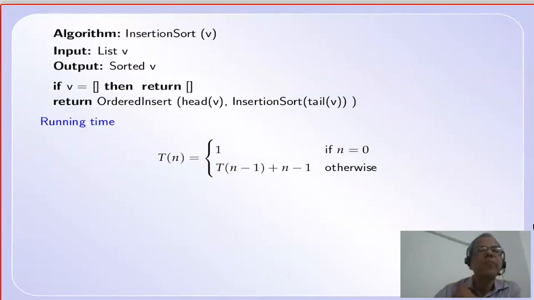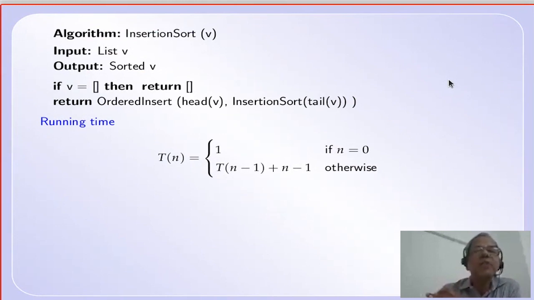Here is the algorithm. Algorithm insertion sort V. Input is a list V. Output is sorted V. It is not the same list. The output list is distinct from the input list. I will come to that in a moment. So the base case is V is equal to the empty list, then return the empty list. If the input is the empty list, the output is the empty list.